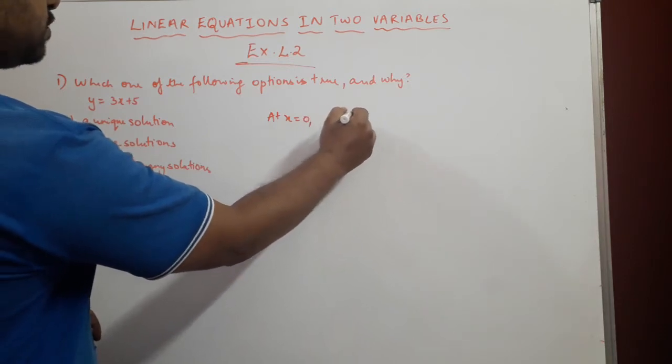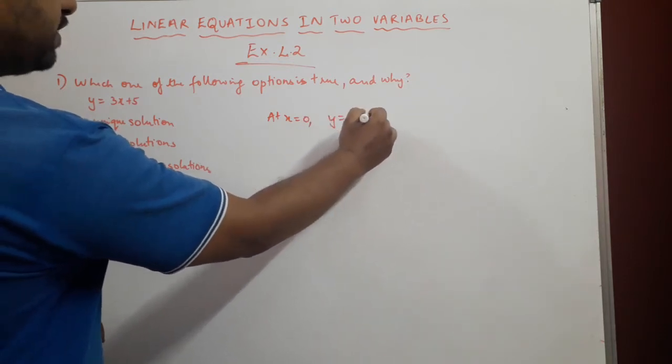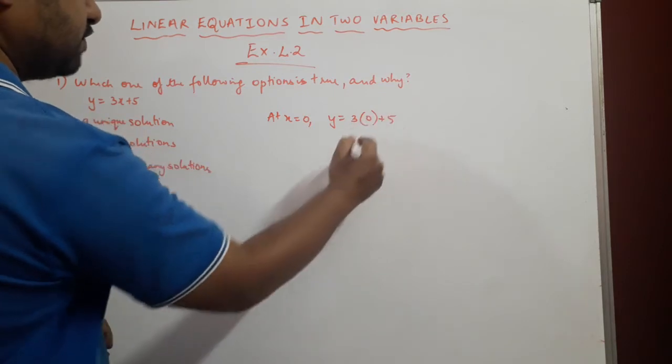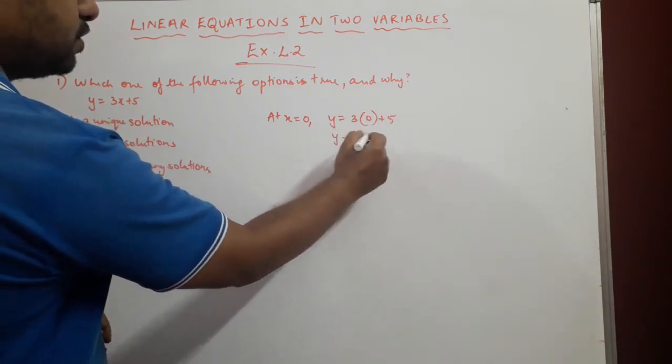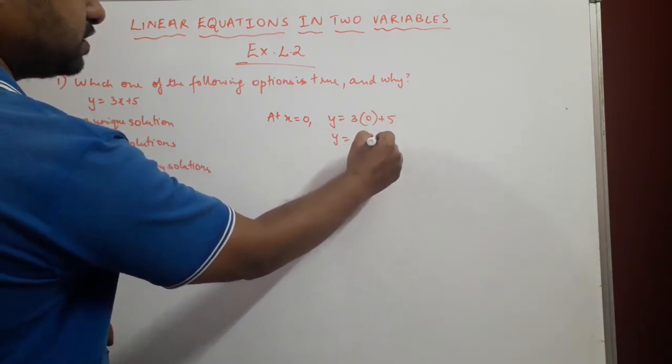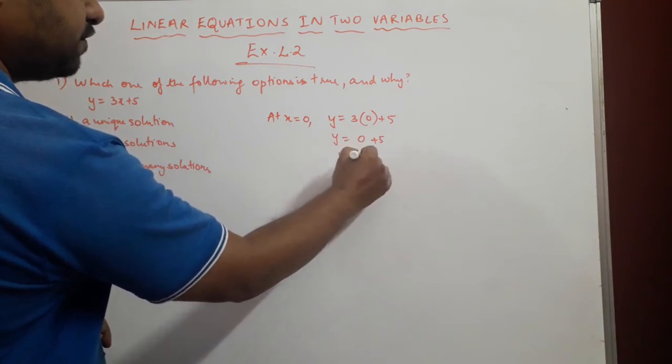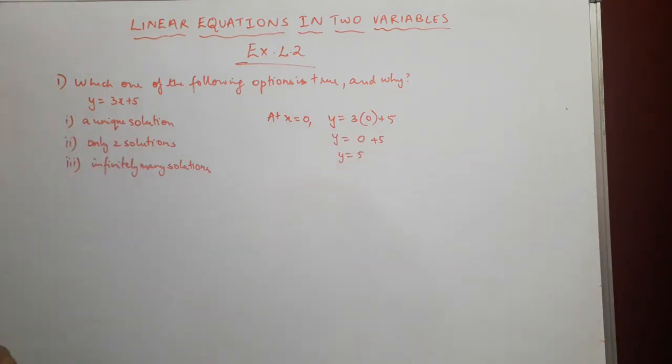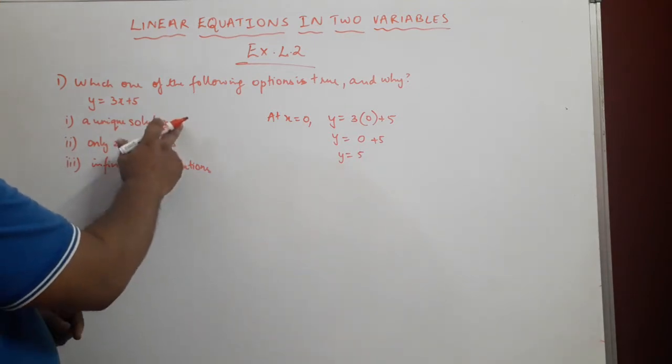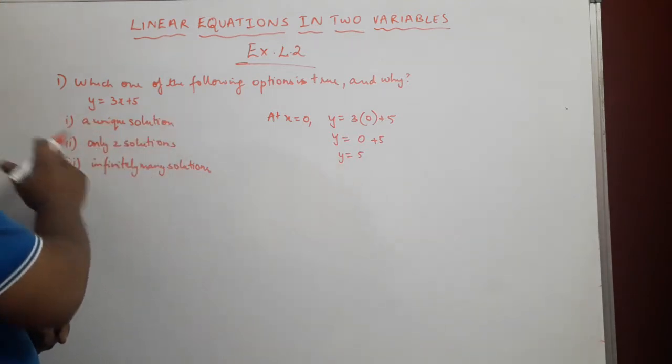So y equal to 3x plus 5, right? So instead of x we put 0, and we'll get y equal to 3 into 0 is 0 plus 5, which means the value of y is 5. Now we've established one value. Let us see if for a different value of x, we get another solution. So if we get another solution of y, it will mean that we have more than one solution. So we rule out the first option.